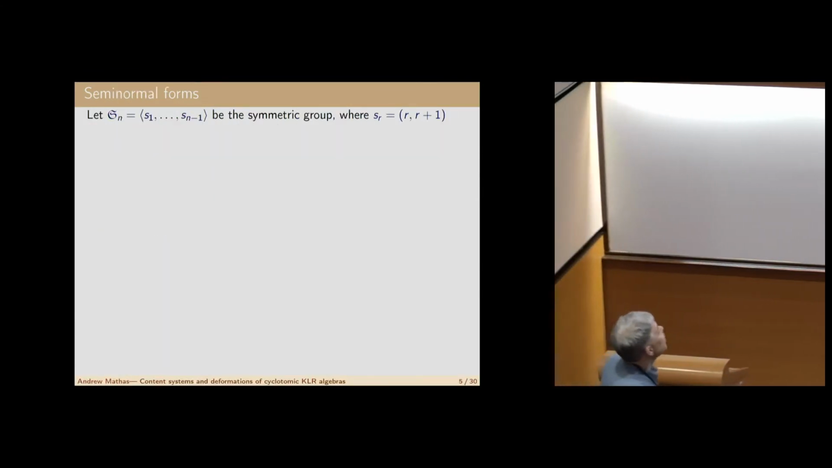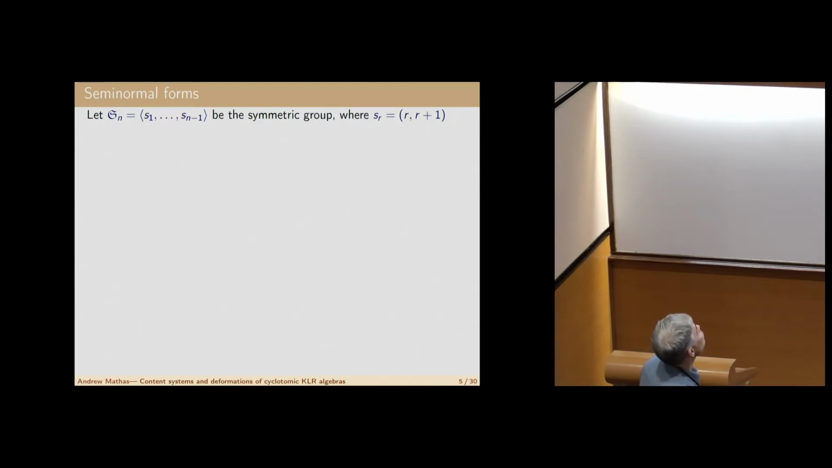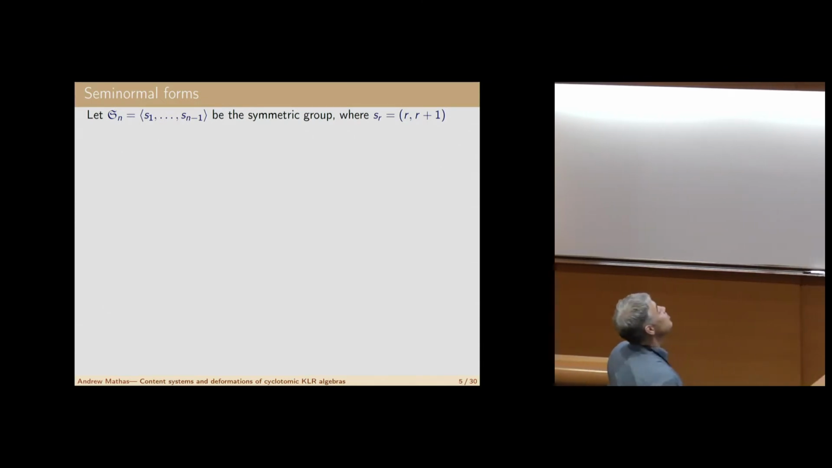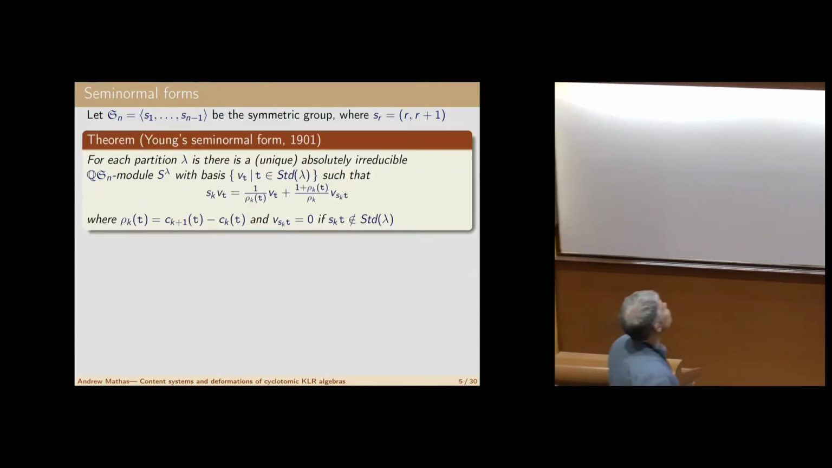So let me just quickly remind you what they look like, because I want to do a generalization of this. So let Sn be generated by S1 up to S(n-1), the simple transpositions that satisfy the Coxeter relations.